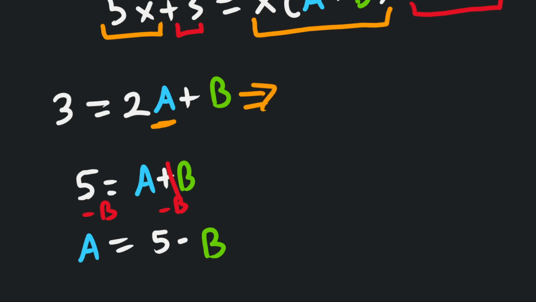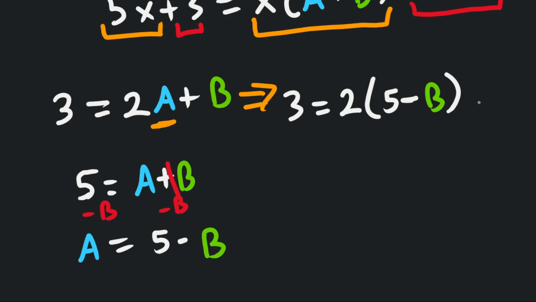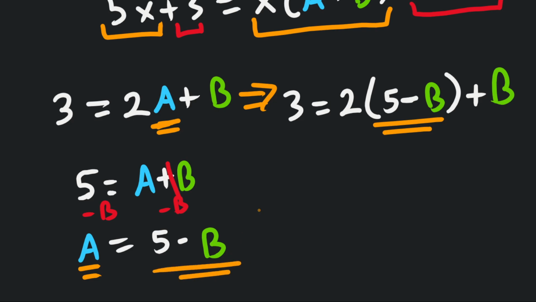So this becomes 3 equals 2 times 5 minus b plus b. If you want to understand more about systems of equations and solving them, please watch my video on how to solve a system of equations so that this makes more sense. But basically, this is a system of equations that we're solving by substitution, and we're solving for a and b. All I did was substitute this a in orange for 5 minus b, because we just found out that a is 5 minus b.